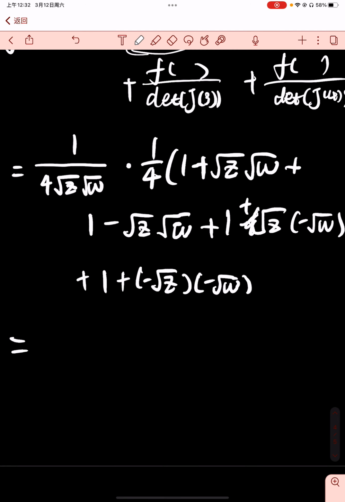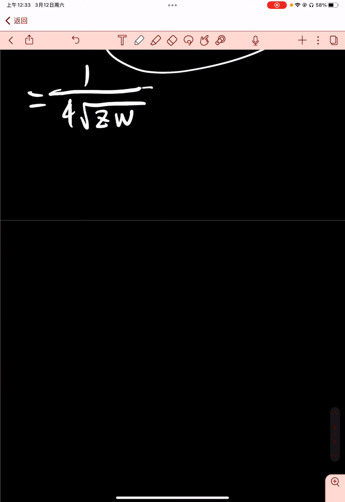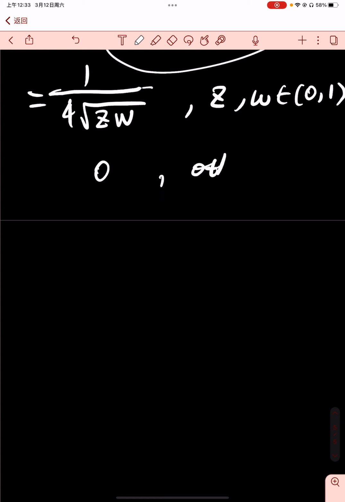Here the terms cancel and we receive a result of 4 times the same term, so we only have 1. The final result is 1 over 4 times the square root of ZW, for Z and W both in 0 to 1, and 0 otherwise.